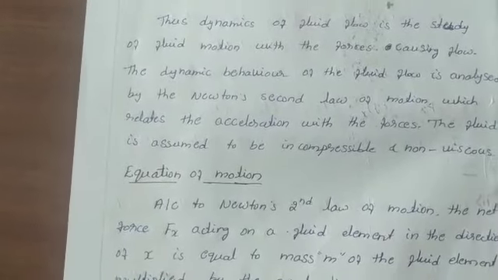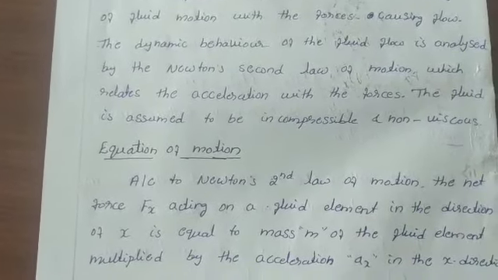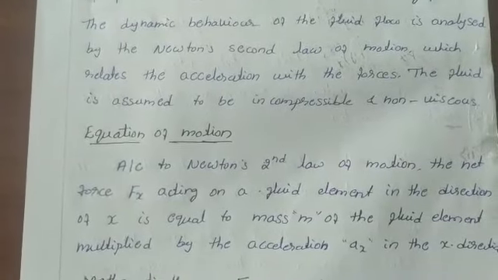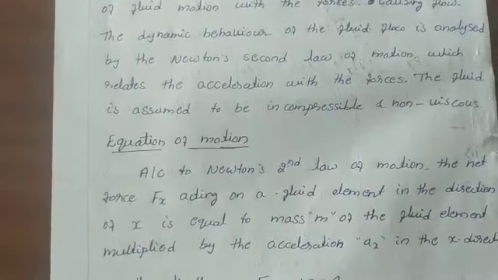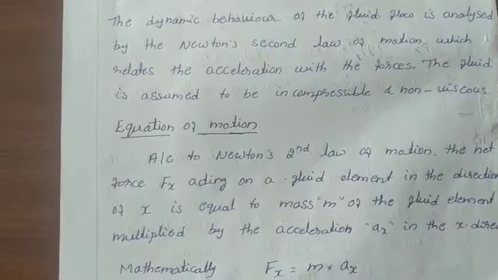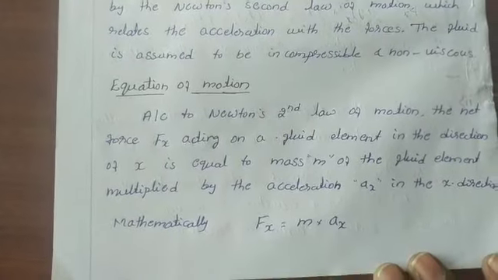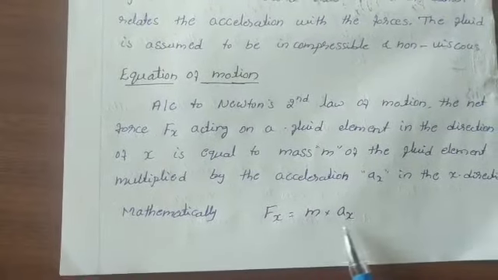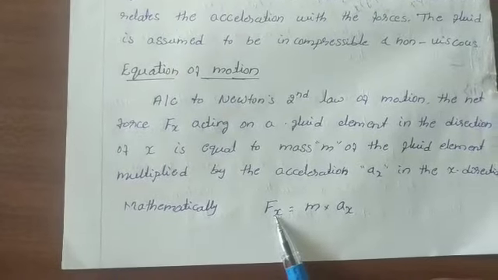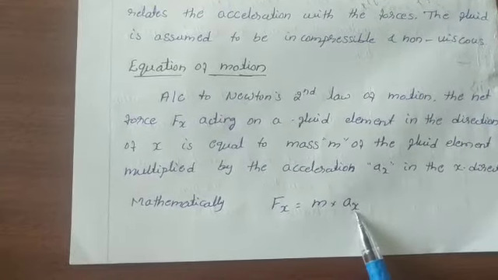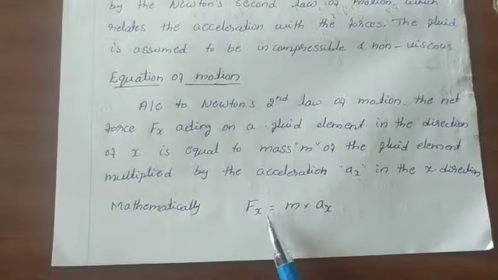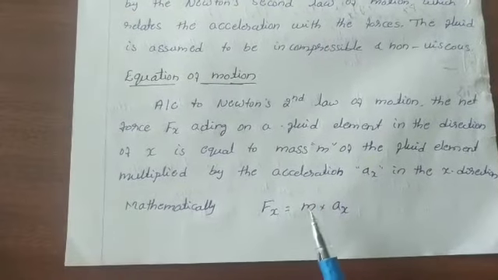So hence the equation of motion, according to the second law of motion: the net force, which we call Fx, acting on the fluid element in the direction of s is equal to the mass of the fluid element multiplied by the acceleration. Mathematically we can write Fx is equal to m into Ax, where Fx is the force in the x direction, Ax is the acceleration in the x direction, and m is the mass. That is Newton's second law of motion: force is equal to mass into acceleration.